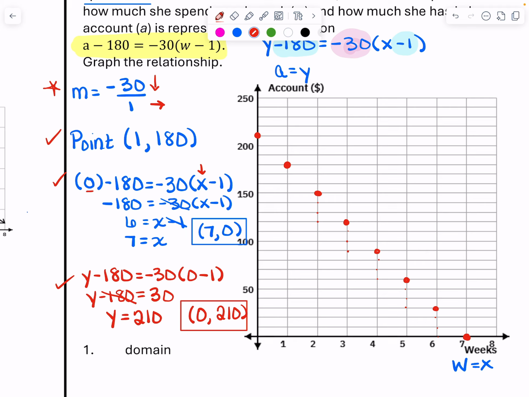Now, she started with $210, and as she decreases each week, she gets down to $0 at the end of 7 weeks. After 7 weeks, she'd either have to get more money or she cannot buy more lunch, okay? We can't go backwards in time, so I can't look at -1 weeks or -2 weeks. We only start at 0 weeks.